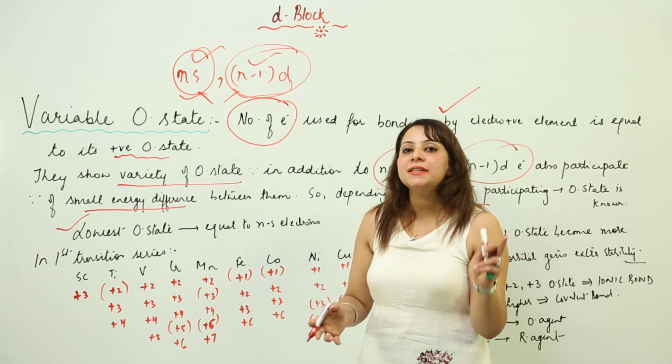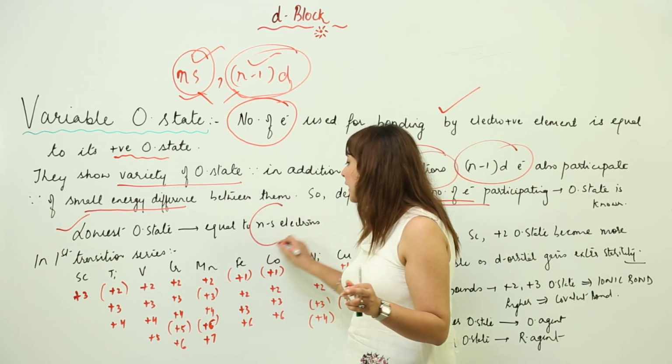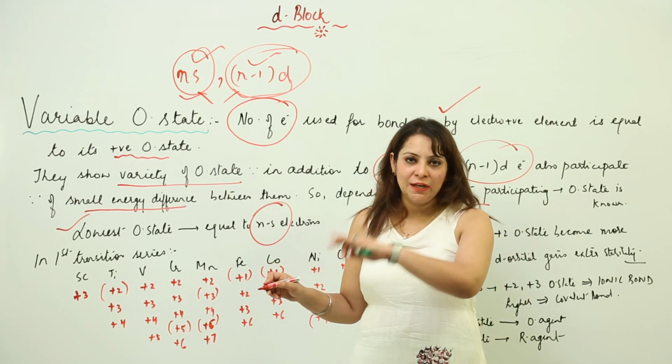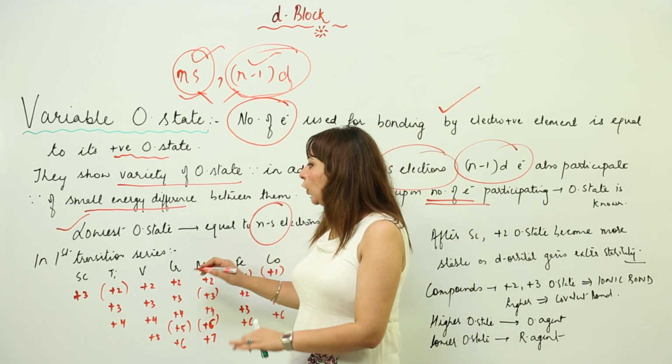The lowest oxidation state is just determined by the ns electrons, right, and the highest by the participation of s as well as the d electrons. So this is what we have seen.